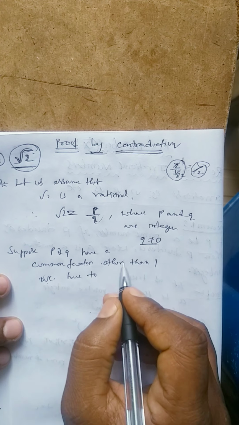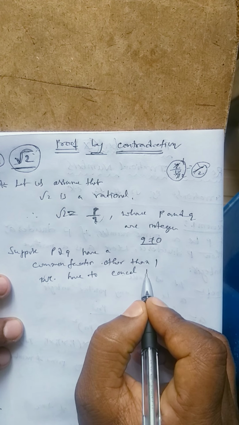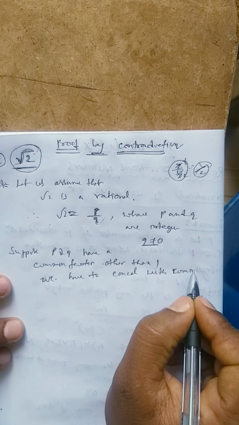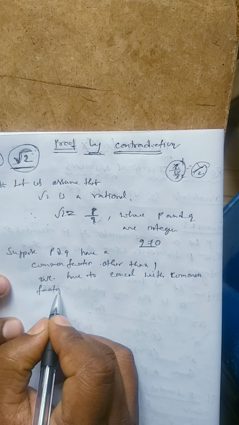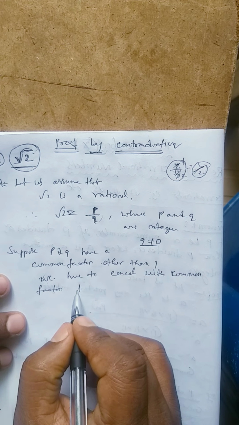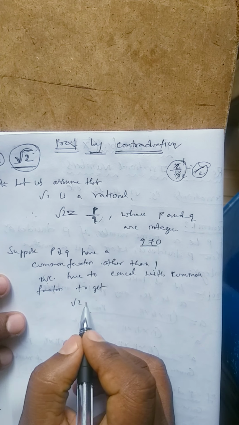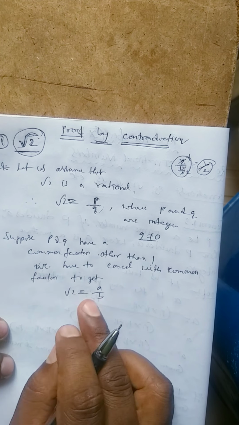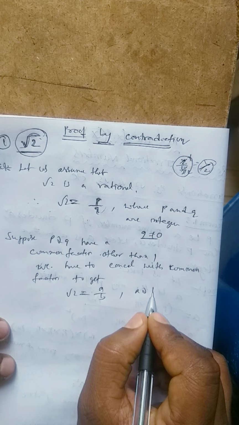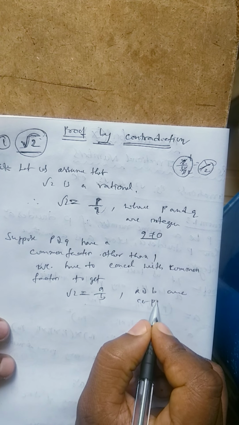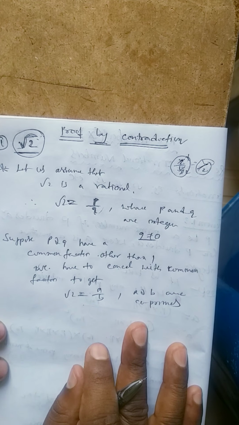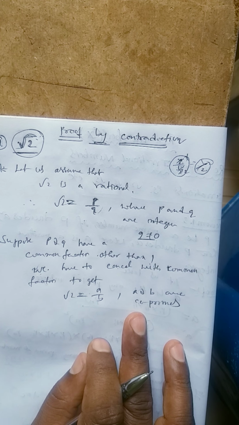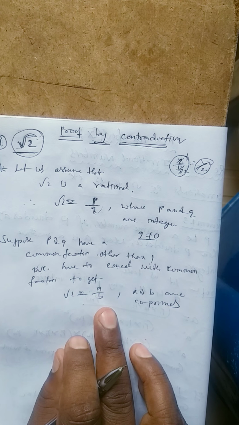We have to cancel with a common factor to get root 2 equal to a by b, where a and b are co-primes. What are co-primes? Co-primes are nothing but two numbers having no common factor other than 1. Such numbers are known as co-primes.